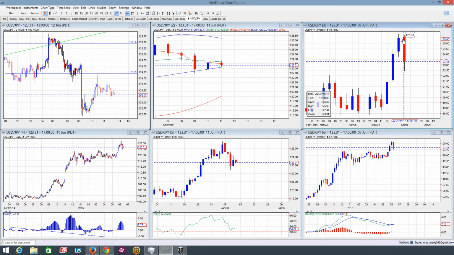Weekly, we do get an inside key reversal engulfing last week's positive candle. So that's a topping pattern, setting a key low, or key high, excuse me, at 125.86.